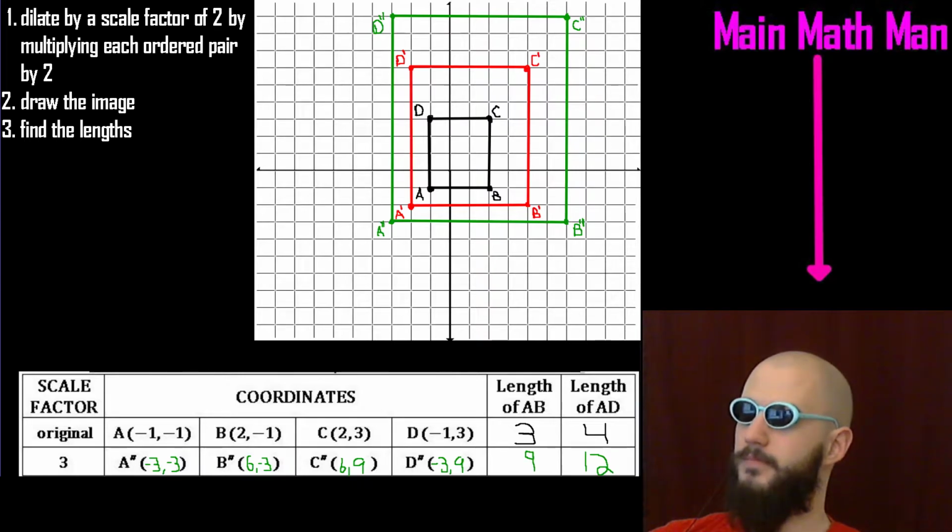For the last one, again, same kind of steps, multiply each of those ordered pairs by the scale factor, which is 3, and so you can find your new image. So again, we multiplied each of the original points, so make sure that you're multiplying the original points to get this new image. We draw it, label it, all that good stuff, just like before.